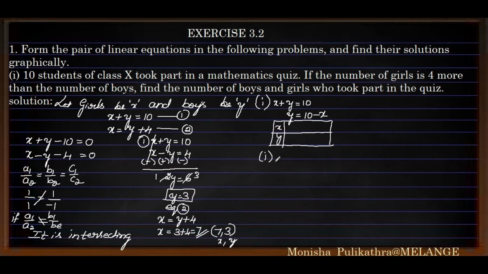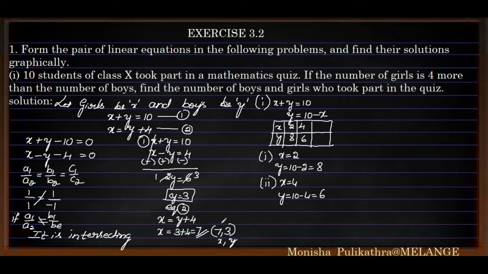So the first point I will be taking 2. If I take x is equal to 2, then y is equal to 10 minus 2, that is 8. When x is substituted as 2, then y will be 8. So next one, I will be substituting x is equal to 4. If it is 4, then y is equal to 10 minus 4, which is 6. So if x is 4, y will be 6.